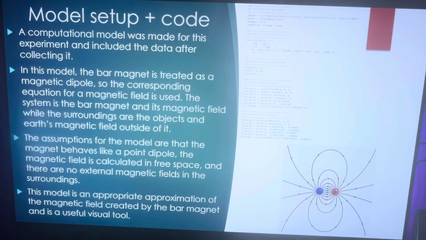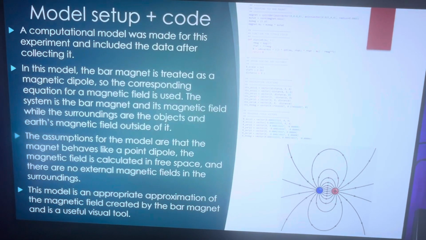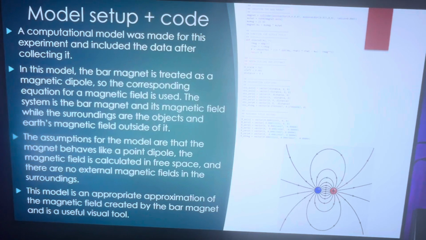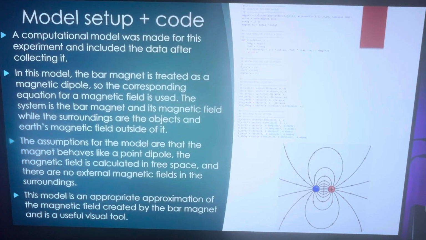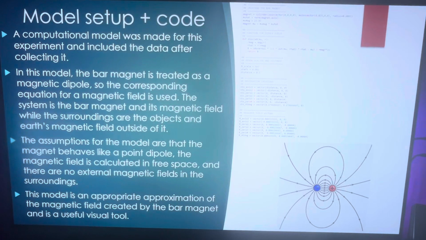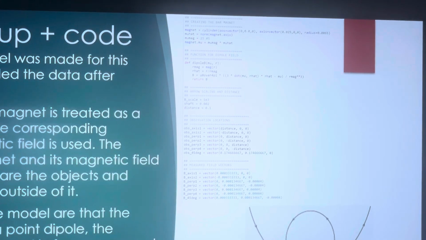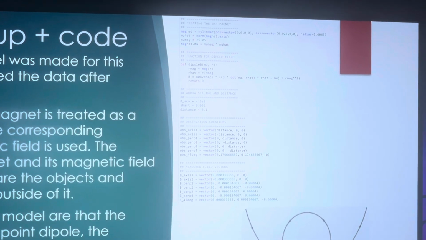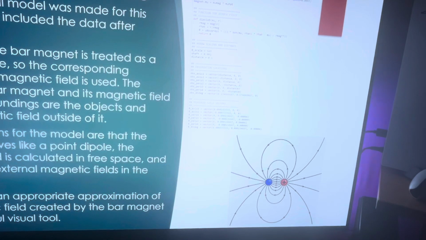The assumptions for the model are that the magnet behaves like a point dipole, that the magnetic field is calculated in free space, and that there are no external magnetic fields in the surroundings. This model is an appropriate approximation of the magnetic field created by the bar magnet and is a useful visual tool. This is some of the relevant code for the computational model, and this is just a stock image for the magnetic field.